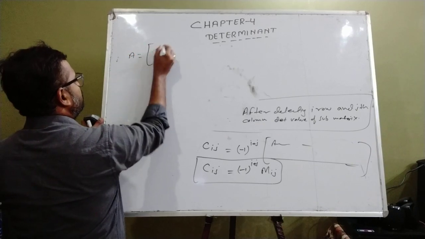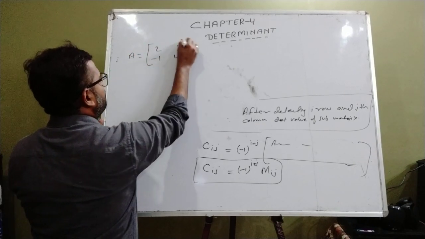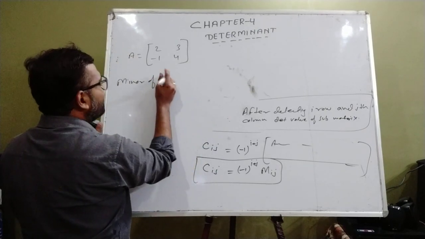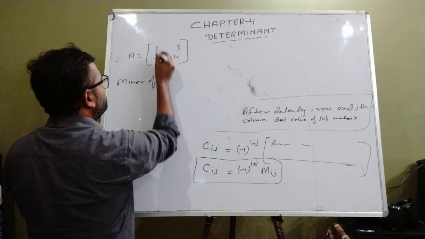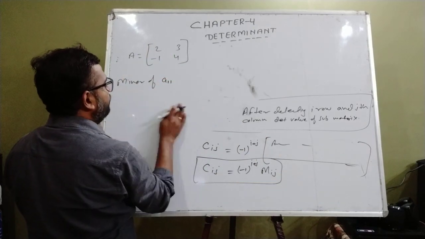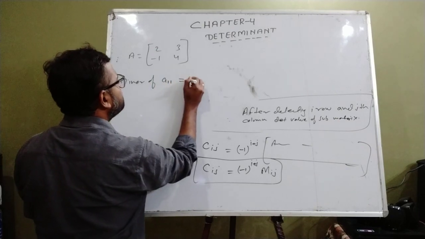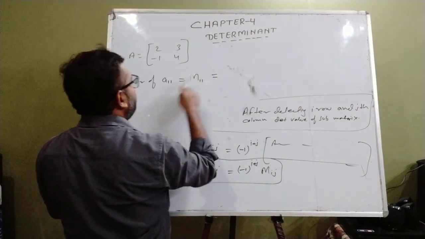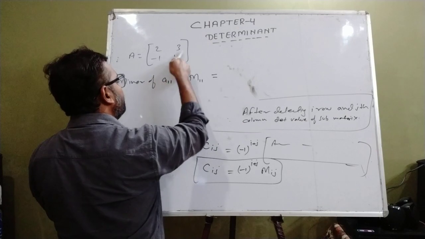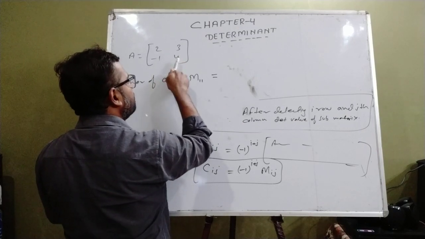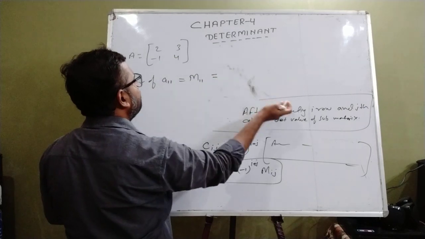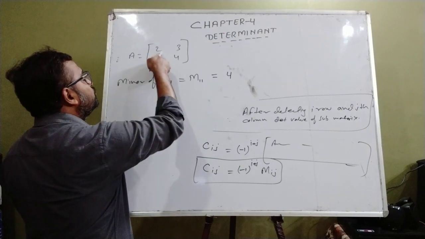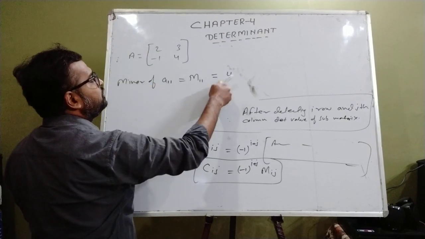Let A equal 2, 3, minus 1, 4. I am going to find the minor of each element. Minor of which position? 2 is at position 1, 1, A11. The minor of A11 is denoted by M11. Clear? The value is found by deleting this row and this column. Whatever submatrix forms is 4, and its determinant is 4. So the minor of the element 2 is 4.